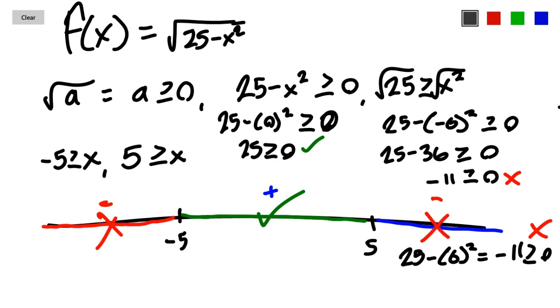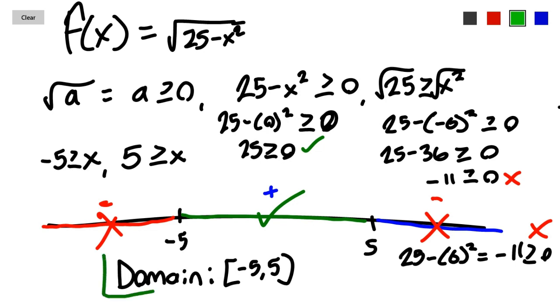So the domain is just going to be the interval from negative 5 to 5. And since this has a greater than or equal to sign, we know that the endpoints are going to be included. So I can say that the domain is the interval from negative 5 to 5 with brackets, closed interval.